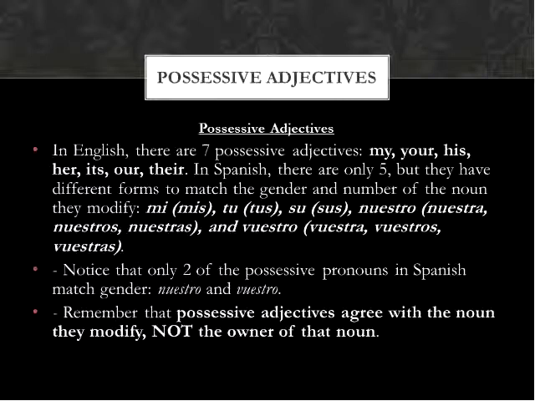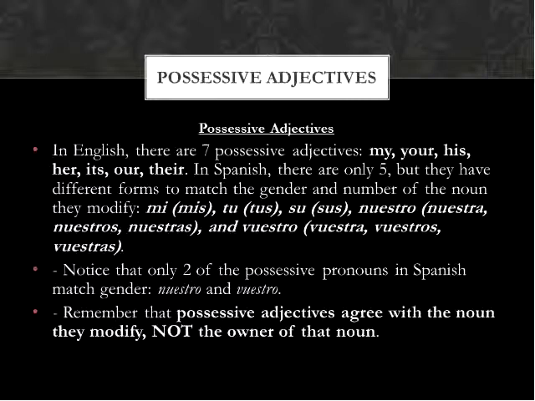So for the possessive adjective, we just went over these first parts. This first part, the mi, tu, and su. We really didn't cover the nuestro and vuestro. So in English we use possessive adjectives. They're my, your, his, her, its, our, their. And there's 7 in English. In Spanish we have 5, but then we have different forms of them depending on gender and number.